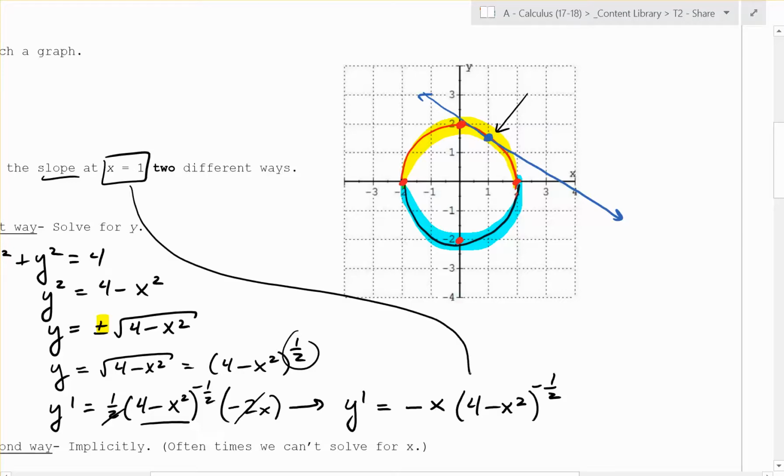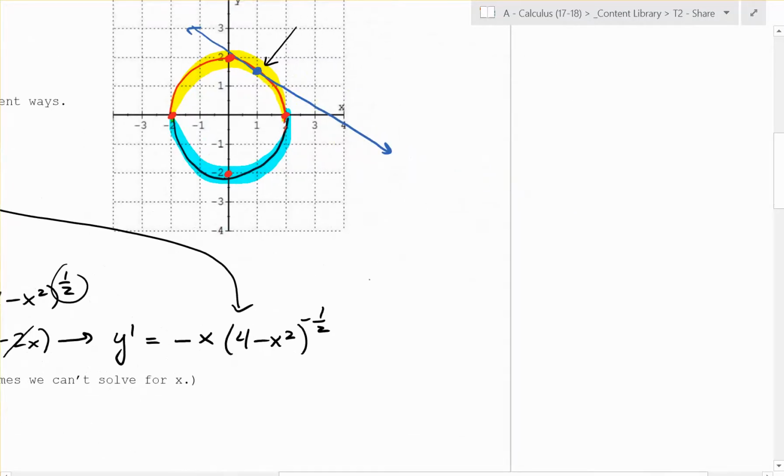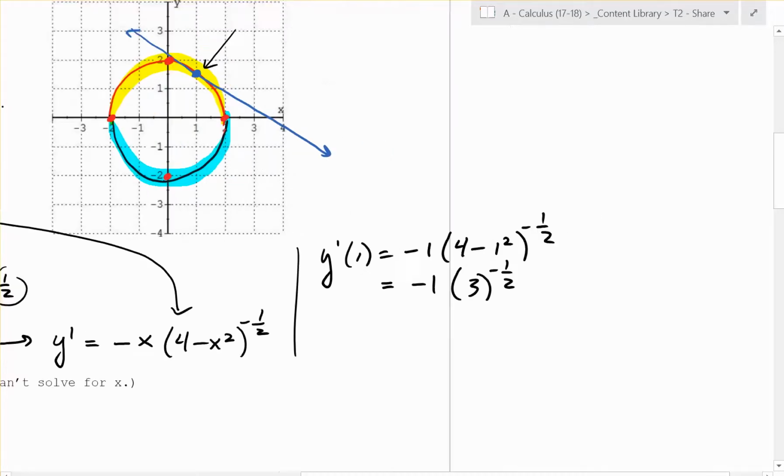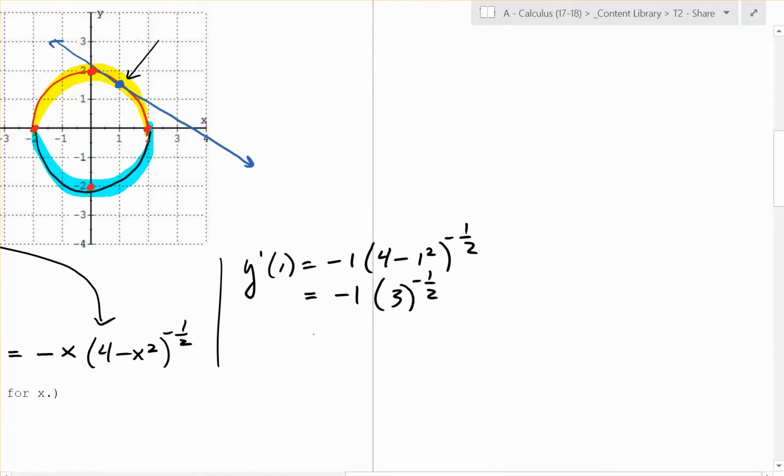So let's figure out what the slope at x equals 1 is. We need to plug in 1 right there. So y prime evaluated when x equals 1 is going to be negative 1 times 4 minus 1 squared to the negative 1/2. So we end up with negative 1 times 3 to the negative 1/2. Now you need to remember that when you raise something to the negative power, it's 1 over that thing to the power. So that's going to be negative 1 over 3 to the 1/2, which is negative 1 over the square root of 3.